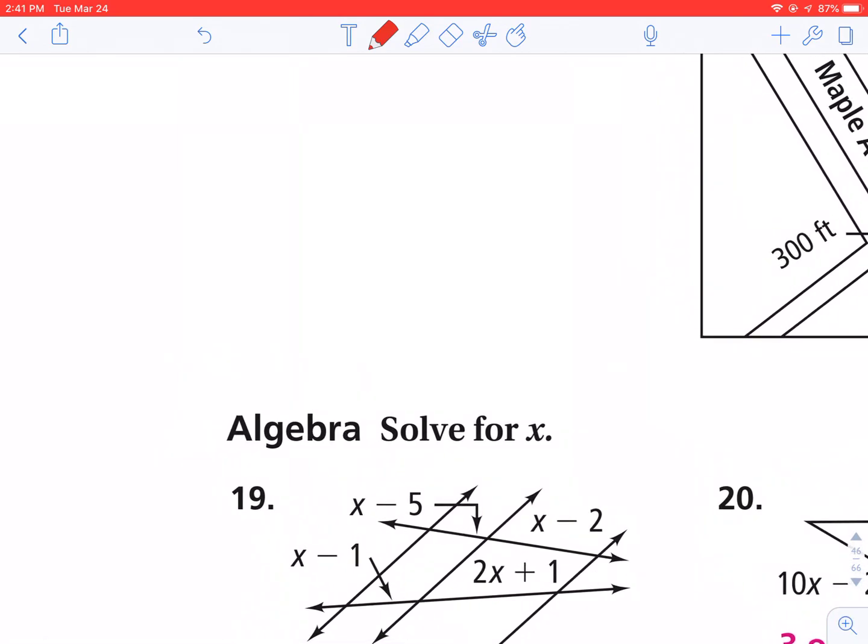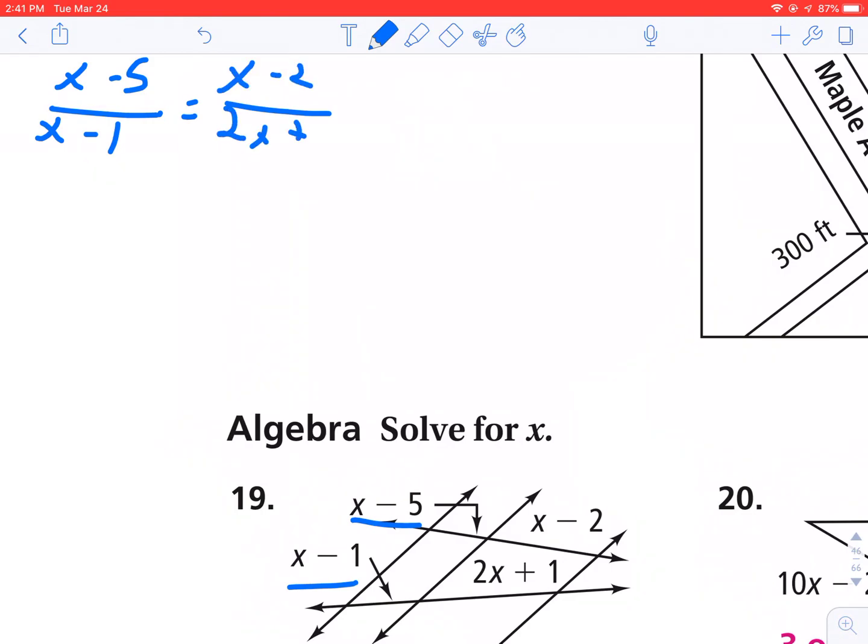Let's go ahead and get our setup here. I'll work from top to bottom again. Like I said before, there's 3 or 4 different ways to set this up. But if I just work from top to bottom, I'm going to compare x minus 5 is to x minus 1, as x minus 2 is to 2x plus 1.